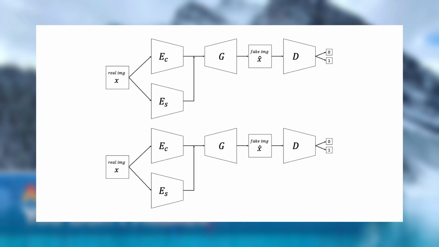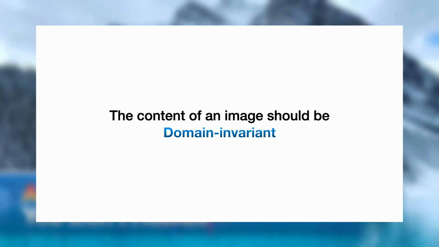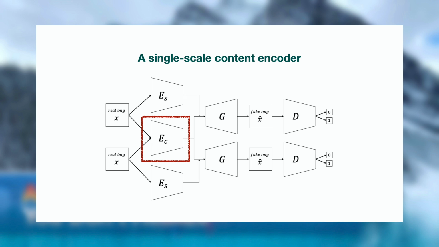For instance, the top network is specially trained to convert apples to oranges, and the bottom one learns to translate oranges back to apples. Training double the number of components could get tedious sometimes. In this work, we're looking to trim down the number of components in this framework. The key insight is that the content of the image should be domain invariant, which means one content encoder should be able to extract content details from both domains.